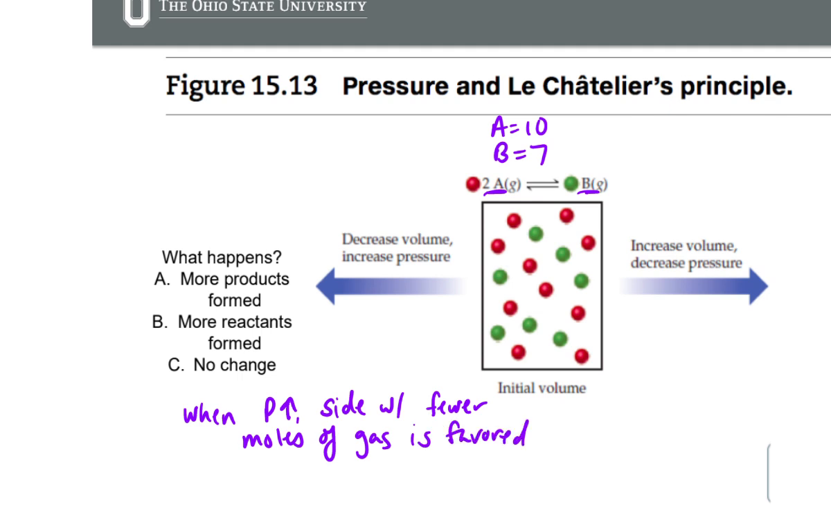Okay, so the side with fewer moles of gas is favored. If we have an equilibrium with gas and some other stuff, we really only care about the gas if we're changing the volume. From our equilibrium, we have 2 moles of A reacting to form 1 mole of B, and that's just from the stoichiometry. So when you're thinking about which side, reactants or products, has more moles of gas, just add up the stoichiometric coefficients.